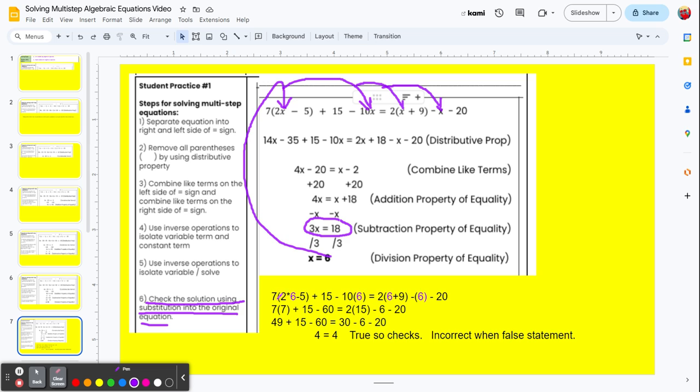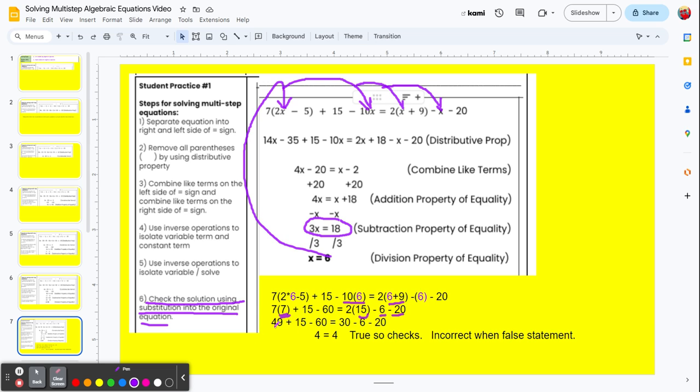So it's 7 times the parentheses 2 times 6 minus 5, plus 15 minus 10 times 6, equals 2 times 6 plus 9 minus 6 minus 20. All right, so then 2 times 6 is 12. 12 minus 5 is how we got the 7 here. So now it's going to be 7 times 7 plus 15 minus the 60, because 10 times 6 is 60. We're going to get 2 times 15 because we went 6 plus 9 to get 15, and then minus the 6 minus the 20. So now we have 49.